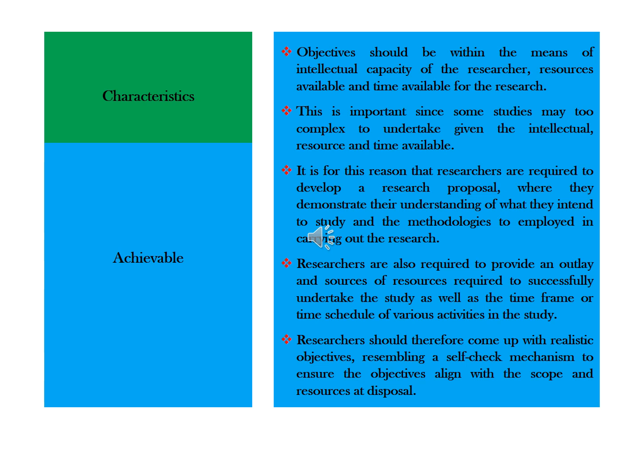The other characteristic of a good research objective is that it should be achievable. That is, objectives should be within the means of intellectual capacity of the researcher, the resources available, and time available for the research. Otherwise, we cannot set out to undertake a study and then come up with objectives that are beyond the capacity of the researcher. We must understand our ability as intellectuals, our ability in terms of resources that we have, and also the time that's available for a given study to be undertaken.